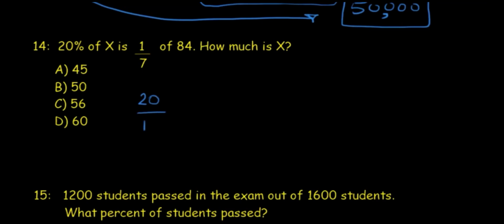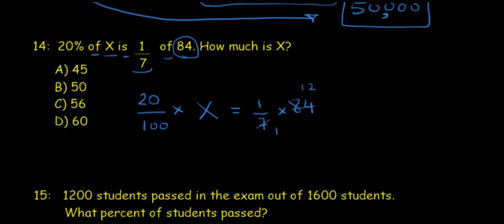Again, 20% of x is 1/7 of 84. I missed this number, 84. Now, I know 7 times 1 is 7, and 7 times 12 is 84. I also know that the 0 and 0 cancel out, so 2 times 1 and 2 times 5. That leaves me with x over 5, so I have 1 times x in the numerator and 5 in the denominator, equal to 12 only on the right-hand side. I'll multiply both sides by 5 to get rid of this, so I have x only is equal to 12 times 5, which is 60.